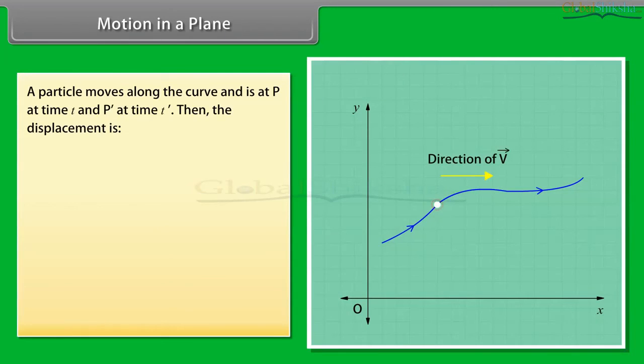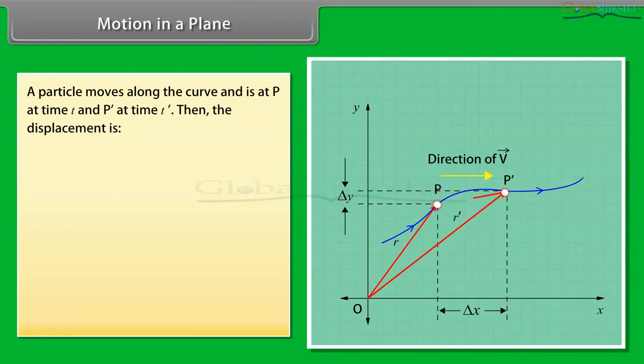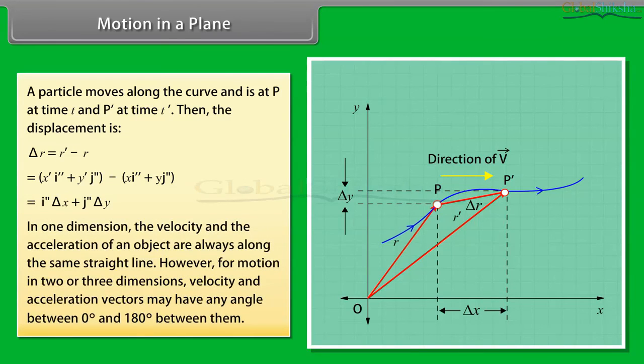A particle moves along the curve and is at P at time t and P dash at time t dash. Then the displacement is delta R is equal to R dash minus R. By putting values, we get delta R is equal to i delta x plus j delta y.